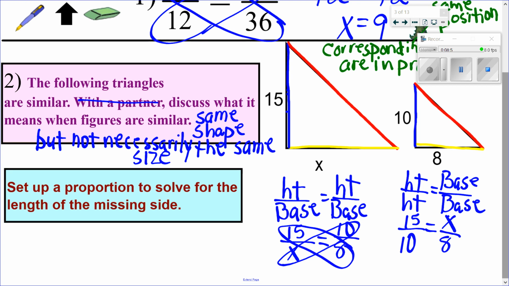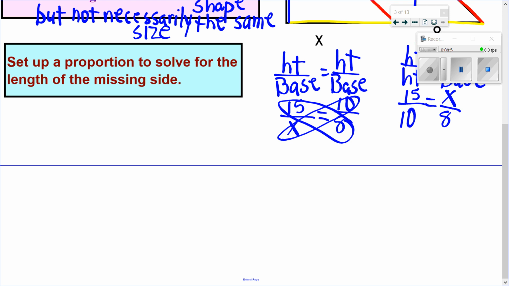So what happens here, I'm going to extend my page. 10 times x is 10x. 15 times 8 is 120. We have to isolate the x. It's multiplication between the 10 and the x. So my inverse is division. And we get x equals 12.